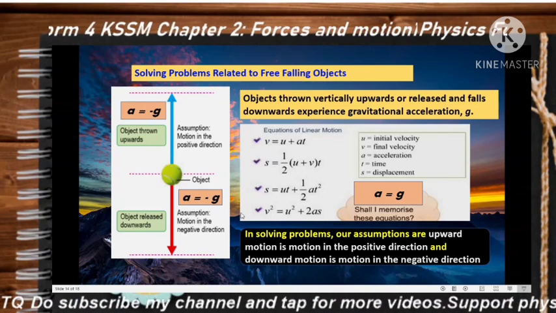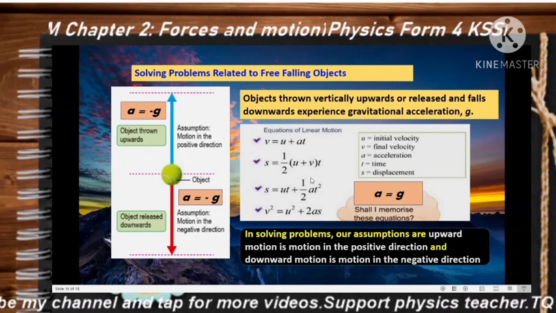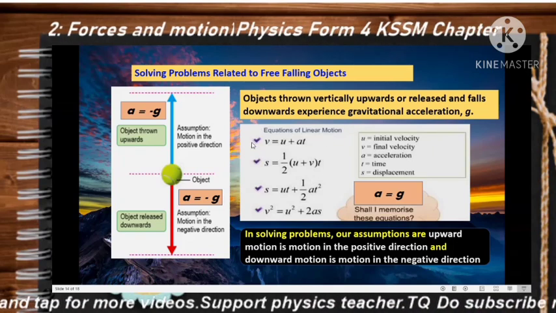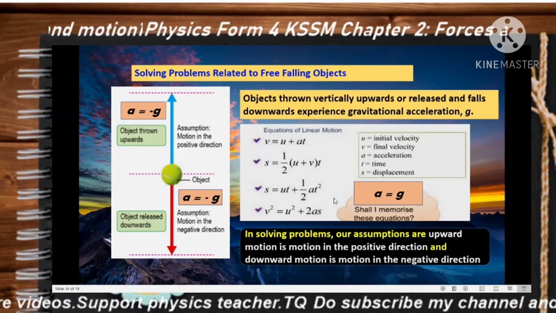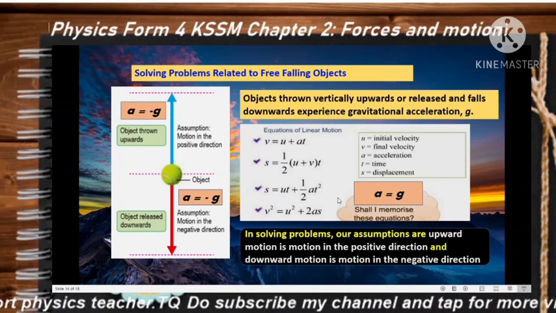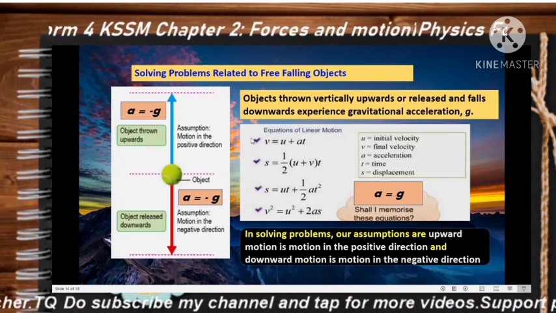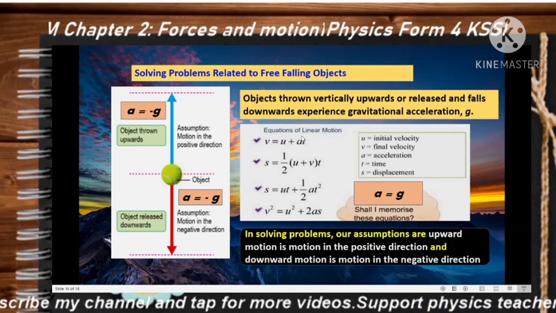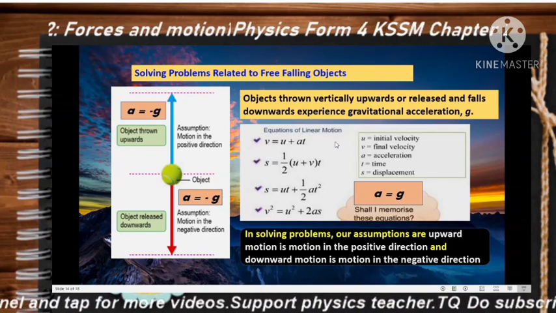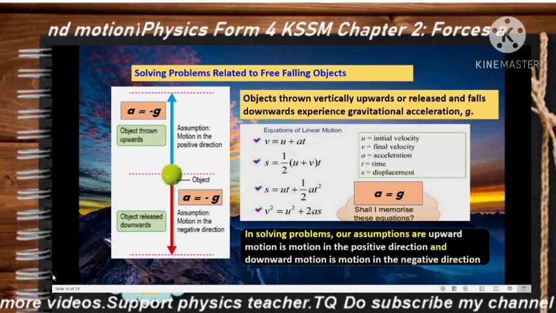The object that is thrown upwards or released downward will experience uniform acceleration due to gravity. And that's the reason why we can apply the equations of linear motion in order to solve problems involving gravity pull.